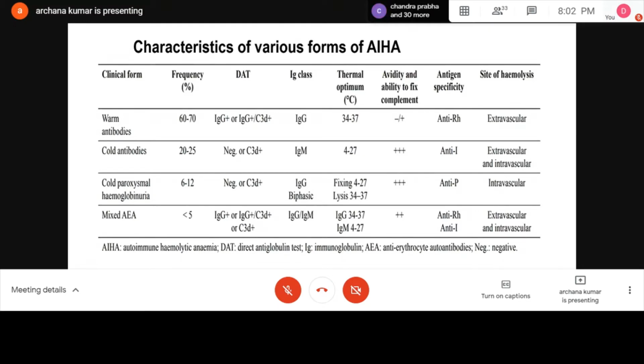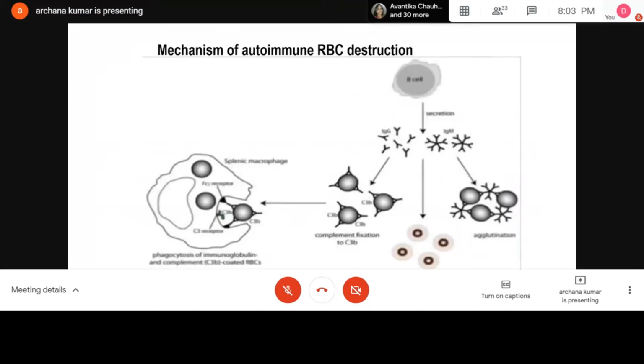The mixed type of anti-erythrocyte autoantibodies is only about 5%. They could be either IgG alone positive, or IgG plus complement C3, or C3 complement alone. And the antibody class could be both IgG and IgM. Again, the IgG will be avid at 34 to 37 degrees, while IgM at 4 to 27 degrees. Their avidity to fix complement is lesser, and they are directed against anti-Rh as well as anti-I, and therefore they cause extravascular as well as intravascular hemolysis.